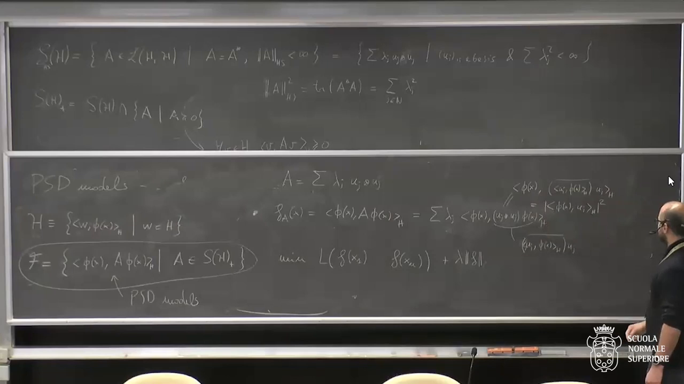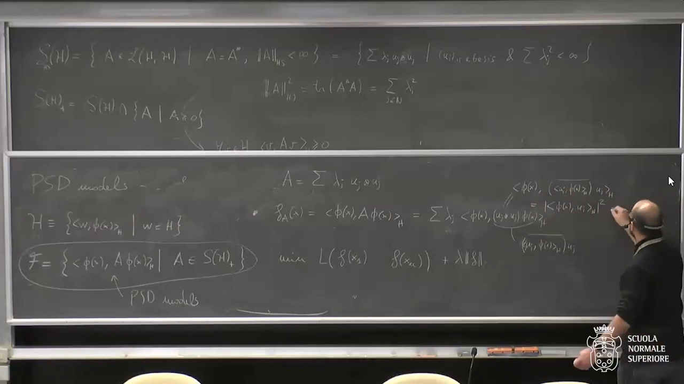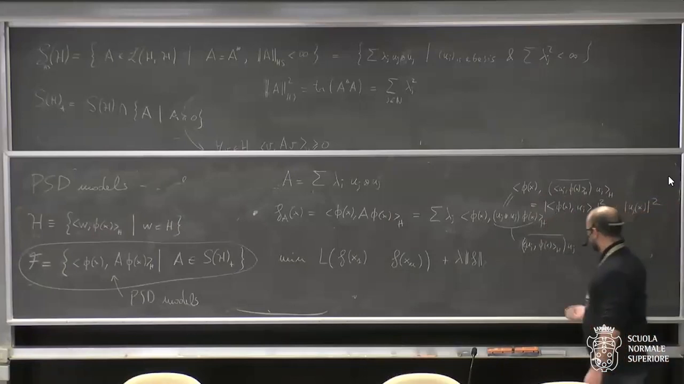Okay. But what is this? So this is a function in H. This is the evaluation functional. So it is just the evaluation of the function u_j in X.